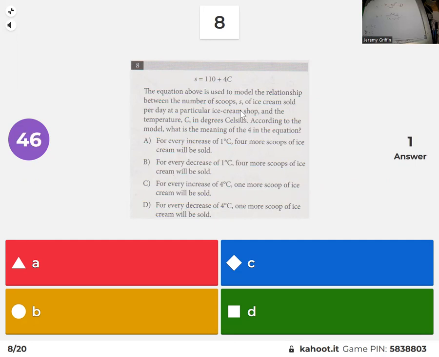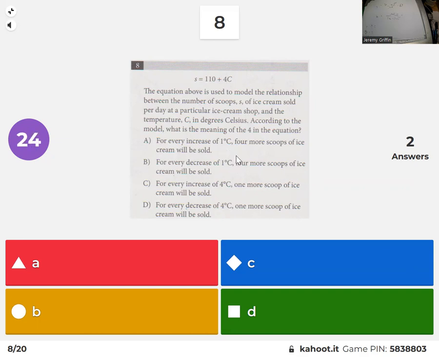So which answer choice says that? Option A, for every increase of 1 degree Celsius, 4 more scoops will be sold. Oh, that is it, isn't it? You can also interpret that 4 as the slope of a line, right? Isn't it rise over run of 4? So every bump up of 1 degree Celsius, you're going to sell 4 more scoops. That's what it looks like to me.